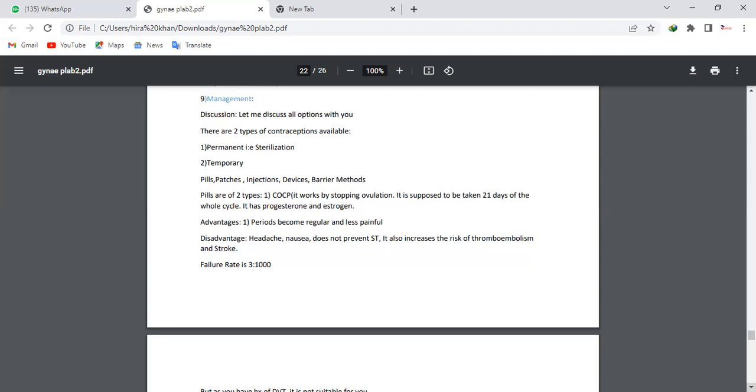And then you are discussing the different options. You have to learn the failure rate of different contraceptions, and also disadvantages and advantages, just 1 or 2 quick points. After explaining every contraception, you have to ask, how does it sound to you? What do you think about that? So do engage the patient with you during your whole conversation.